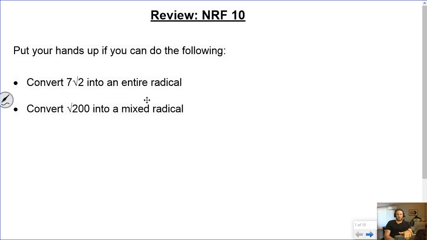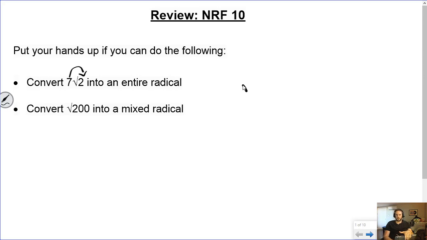But the idea of converting radicals. So think back to Grade 10 when you were given a question like this and it asked you to turn it into an entire radical. An entire radical looks like all the numbers are underneath the radical symbol. So to convert 7 root 2 into an entire radical, we want to take that 7 and get it inside my radical symbol.